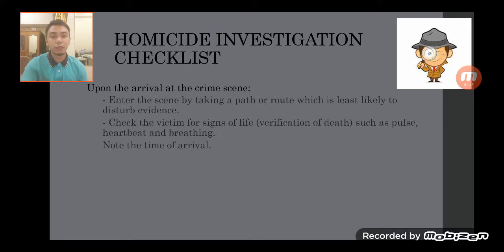They must take the path which is less likely to disturb materials or items in the crime scene to avoid contaminating items that are of potential evidence. So next, check the victim for signs of life such as pulse, heartbeat, and breathing. This is done to identify whether the victim on the scene is alive or not and to instantly provide medical assistance towards him or her. And lastly, note the time of arrival.